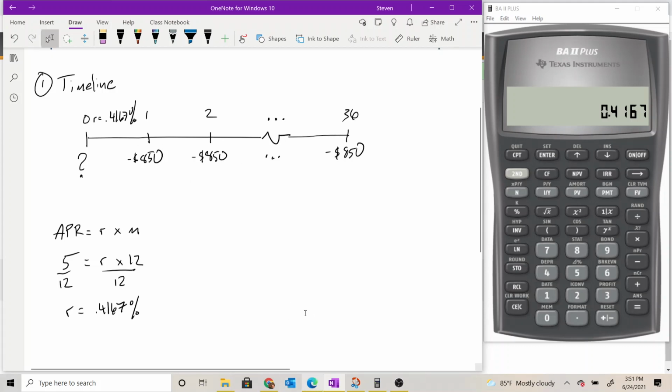So let's take a look at our cheat sheet and see if we can find a pattern that matches this one. We've got the first payment at the end of month 1, the second payment at the end of month 2, and the final payment at the end of month 36.